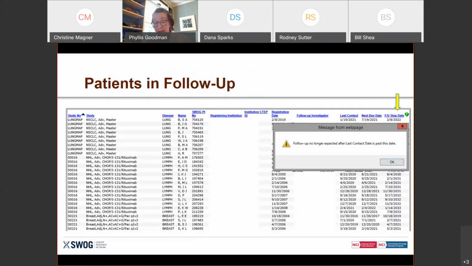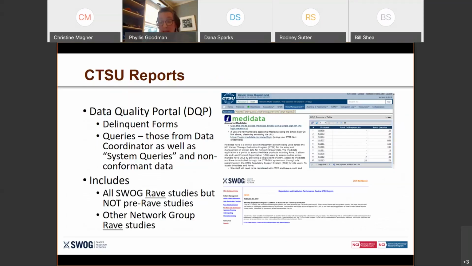Next, and very briefly, a summary of the reports available on the CTSU and the data quality portal. They can be found next at the Data Management tab at the top, and they provide information on delinquent forms and outstanding queries. The report includes RAVE studies, not the older pre-RAVE studies, and also includes RAVE studies from other network groups. A nice feature of these reports is you can deep link or get directly to the specific missing form or query.